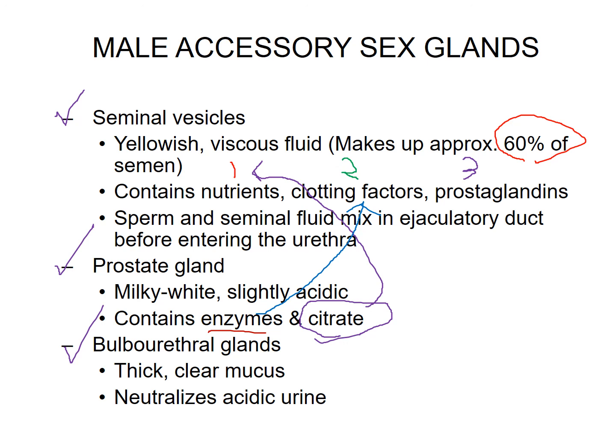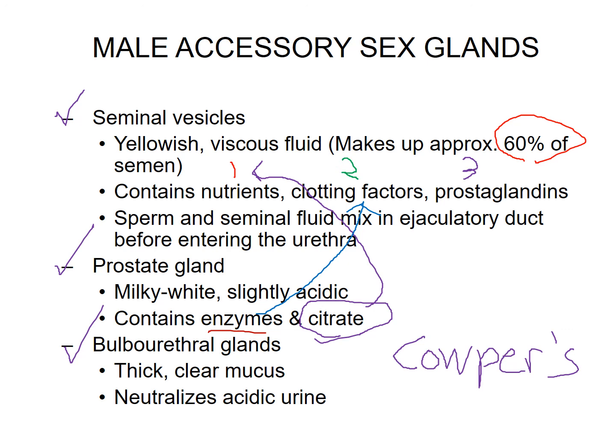And then last but not least, we have the bulbourethral gland. Bulbourethral gland, this is also called Cowper's glands. Sometimes you'll see this in the lab or in different books or websites. Cowper's gland, same thing. And the bulbourethral gland does two things. Number one, it neutralizes that acidic urine.